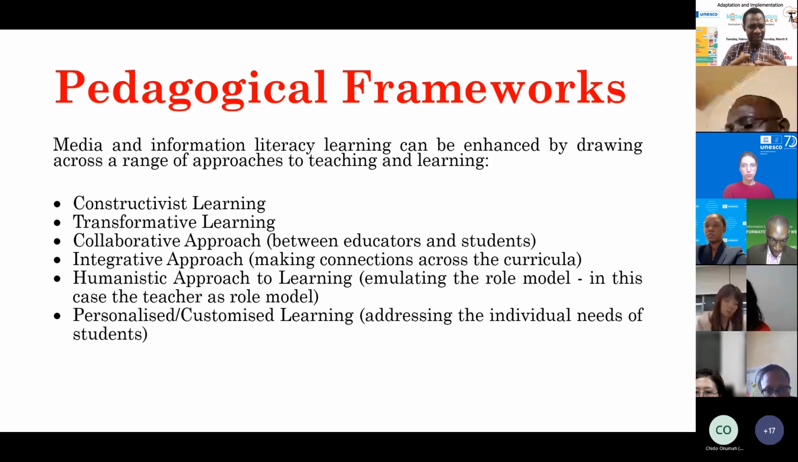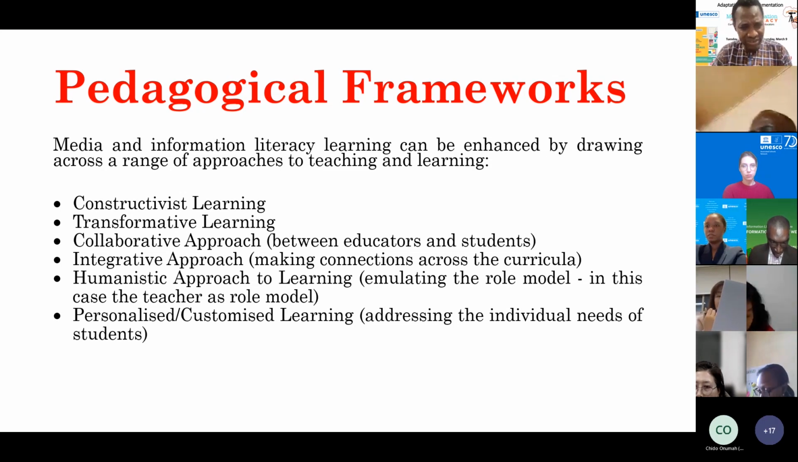Then you have personalized and customized learning, addressing the individual needs of students, where everybody cannot learn at the same pace. So after giving them general learning, you can adapt it to them, and let them also see how they can personalize those things for themselves.